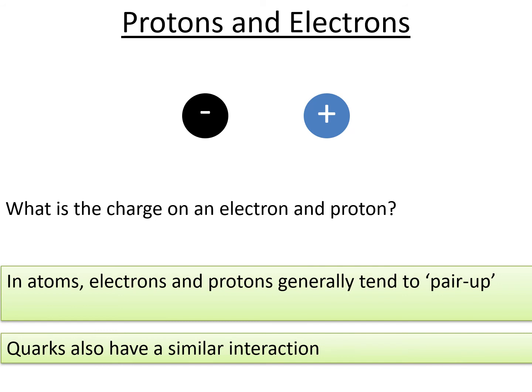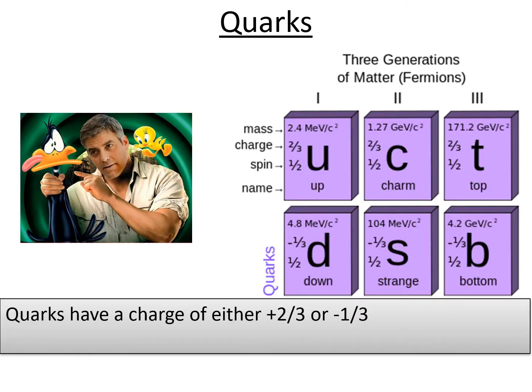So quarks also have a similar interaction, but let's look at them in a bit more detail. So here are our quarks. We've got our up, charm, top, down, strange, and bottom. And there are 3 generations of these because the first generation were the lightest ones, and they were discovered first because they needed the least energy to break them from each other. And then the heavier ones, you can see these are using giga electron volts. So these were discovered later on because they need more energy to break them up.